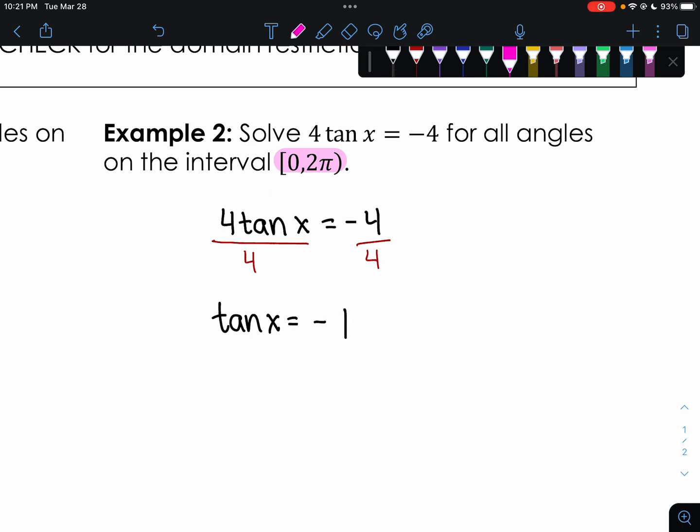What you need to know is that tangent is only negative in quadrants 2 and 4. So we need to think of those angles. Well, we are going to first relate it to quadrant 1.